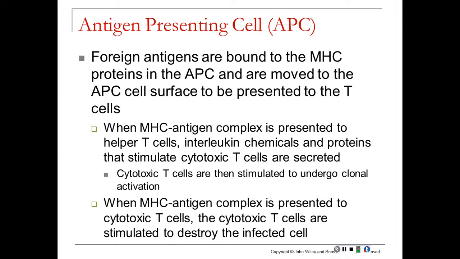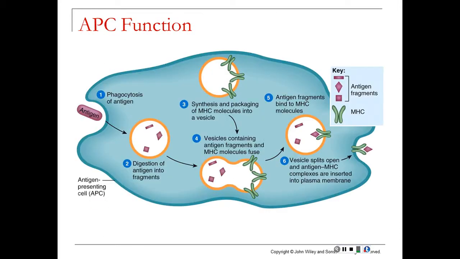So the MHC antigen complex is something that forms on those cells that have been taken over by a foreign particle. It's basically that cell's way of saying, help, I've been attacked. And what does the cytotoxic T cell do? It kills it. Here you can see the function of the antigen presenting cell. So you have some type of foreign antigen coming in to the cell. The cell is going to phagocytize it, gobble it up. It's going to digest the antigen into fragments.